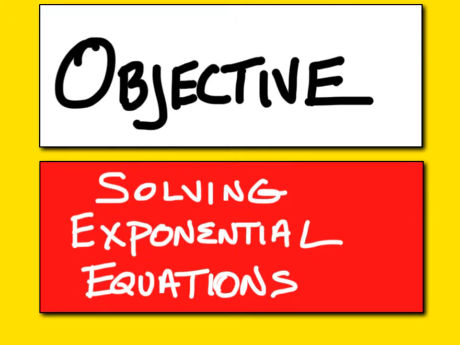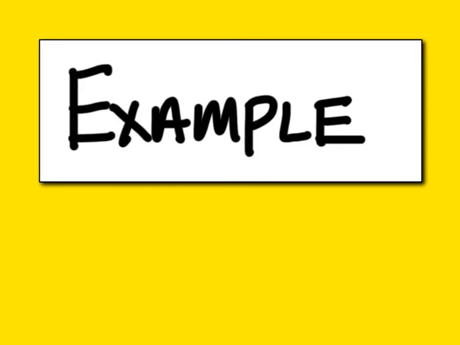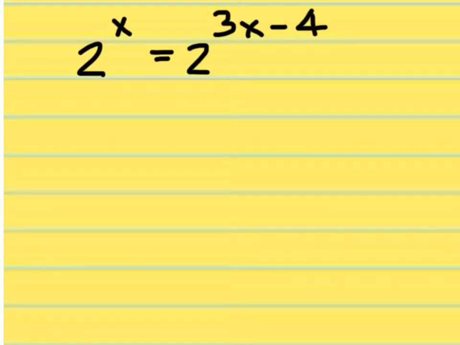Solving exponential equations. Here is the first one. You have 2 to the x power equals 2 to the 3x minus 4 power. You have to solve for x. This is the easiest one you will come up with.